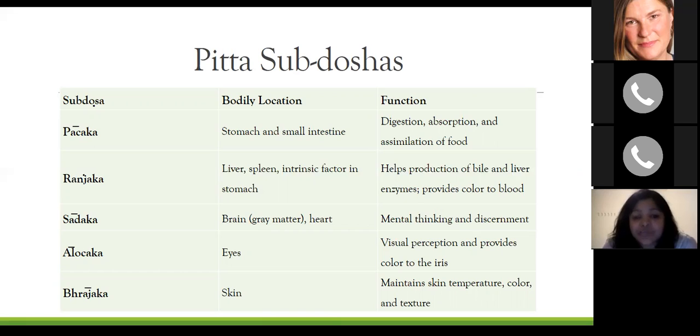And of the subdoshas of Pitta, the most important of them is the Pachaka Pitta. The Pachaka Pitta is that which is located in the stomach or the small intestine, and its function is digestion, absorption, and assimilation of food. And that's because it is located in the stomach, and it's basically a representation of the digestive enzymes and the actual hydrochloric acid that is secreted into the stomach. That is nothing but the Pachaka Pitta.